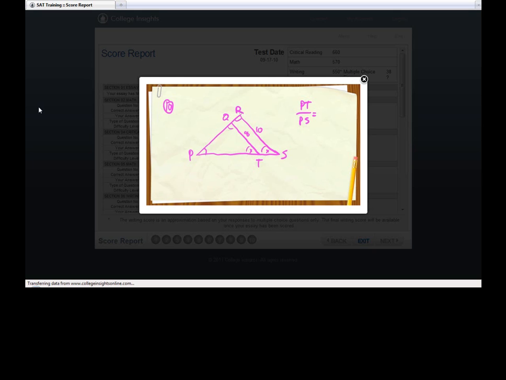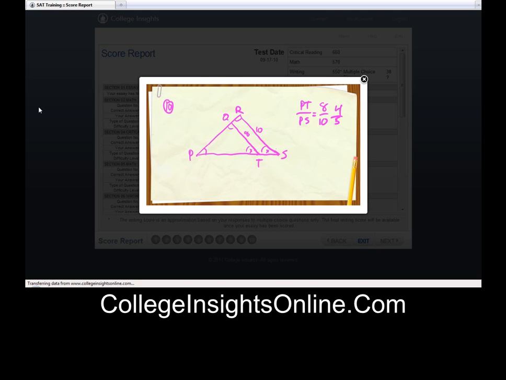With similar triangles, the ratio of the lengths of any pair of corresponding sides is the same. So we know that PT and PS are going to have the same ratio as QT and RS. So it's basically 8 over 10, which reduces down to 4 over 5, and that's answer choice E.